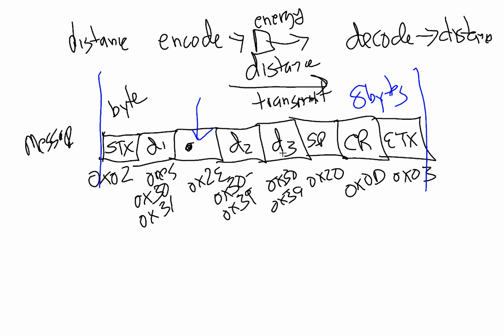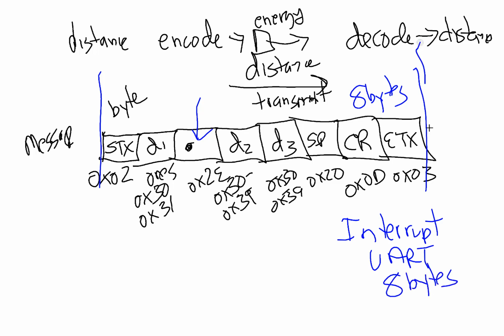We're going to use 8 bytes because it'll be very easy on the other side to generate an interrupt on the UART when it receives 8 bytes. So we're going to get an interrupt at this point on the receiver when it gets this entire message.